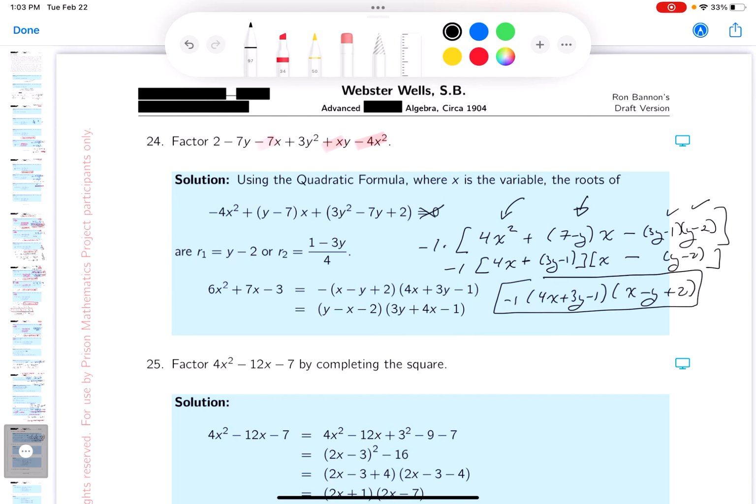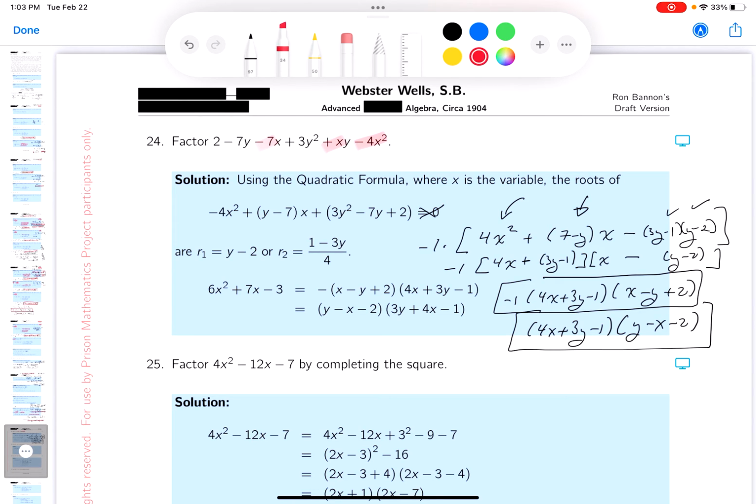And I'm going to say that's a good-looking answer right there. Now, someone's going to say, well, you got a different answer down there. I'm not sure about that. But I want to point out also what some students will do is put the minus 1 with one of those factors. Let me just do that with you. I'm going to say 4x plus 3y minus 1, and then I'd have y minus x minus 2. That's also a good-looking answer, right?